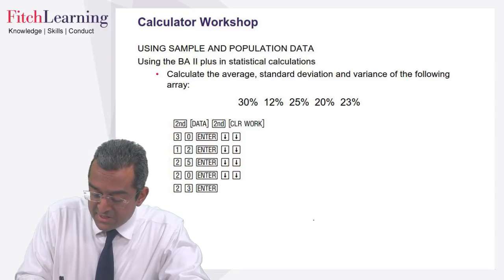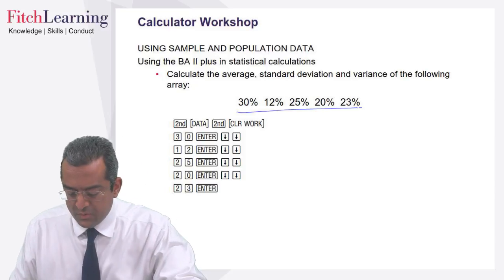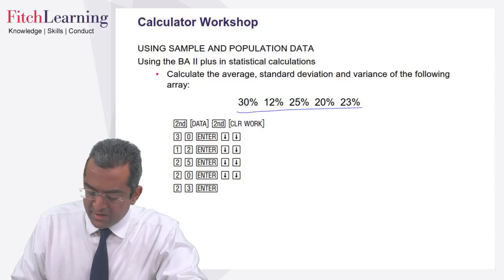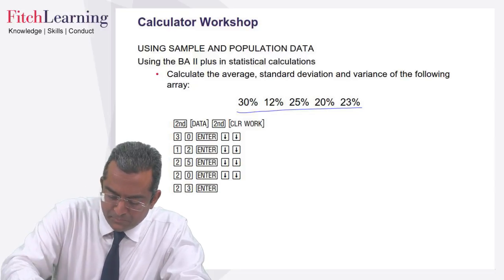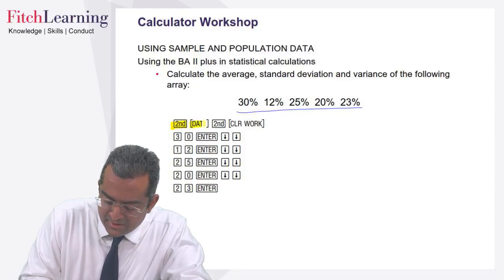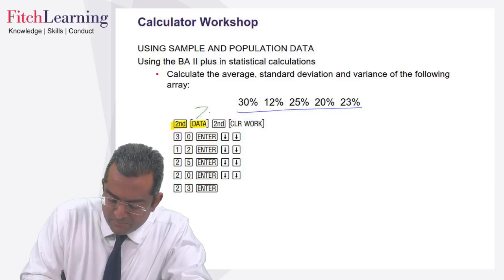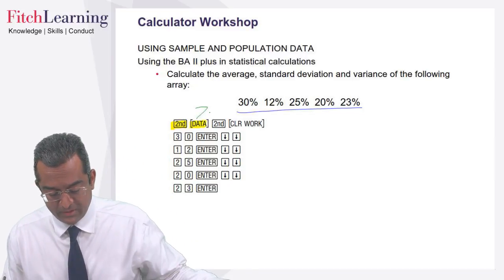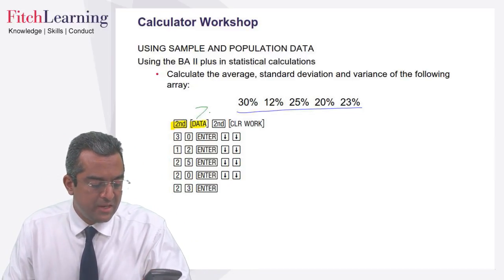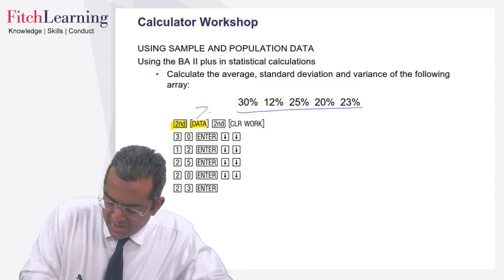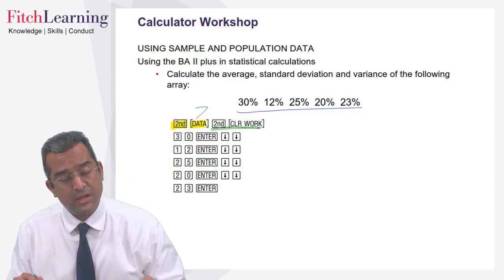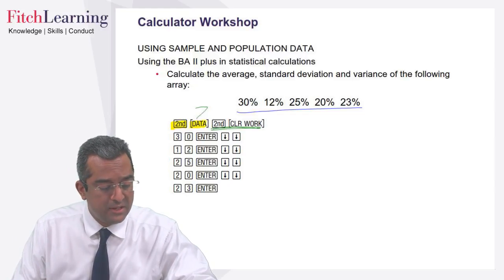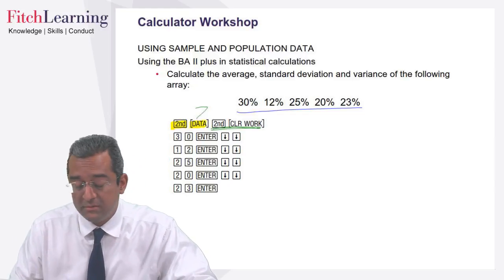So first of all, guys, here are some numbers for you. 30, 12, 25. These are some data points. And I want you to enter this data by pressing the second button and the number 7, which is the data function. Okay, so second 7. Now, if you have used this before, the way to clear it is by pressing second clear work. Please do that anyway. Just make sure.